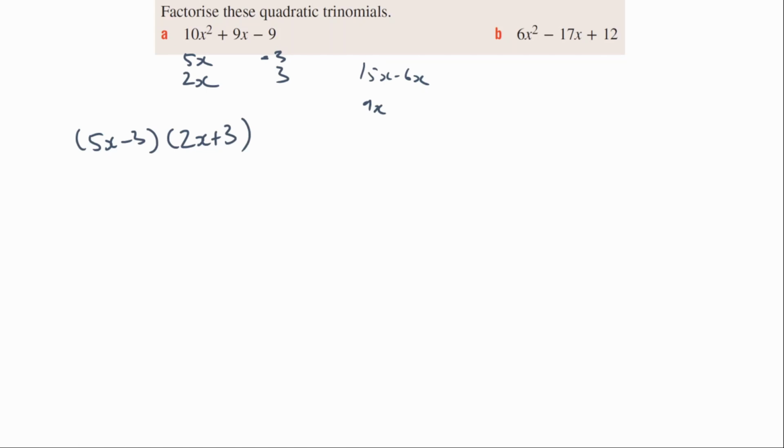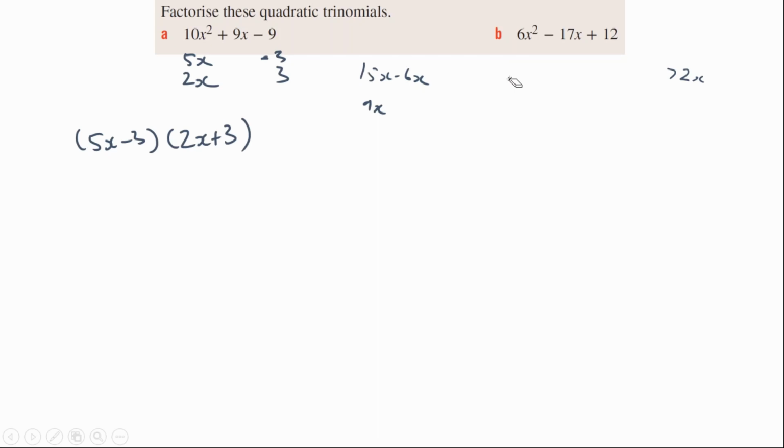We have 6x squared minus 17x plus 12. Let's try 6x and x, and 12 and 1. And you should know straight away this one will not work, because 6x times 12 gives us 72x, and there's no way 72 is going to become 17. So let's try a different one here. We try a different pair.